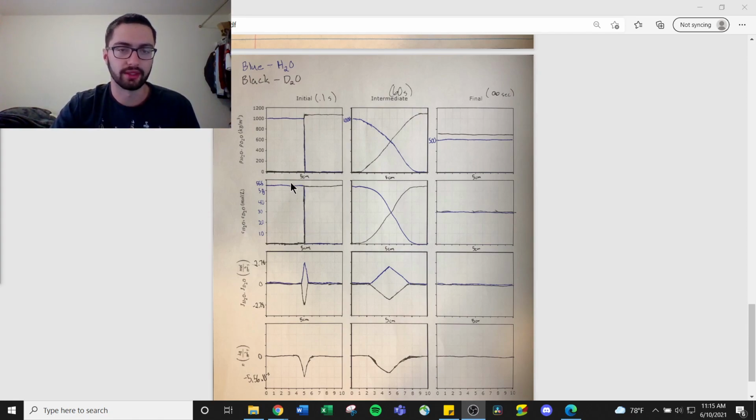Alright, and then we're going to go down to the molar concentration. So initially, the molar concentration will be at the same value for both, since we're in moles, not mass anymore.